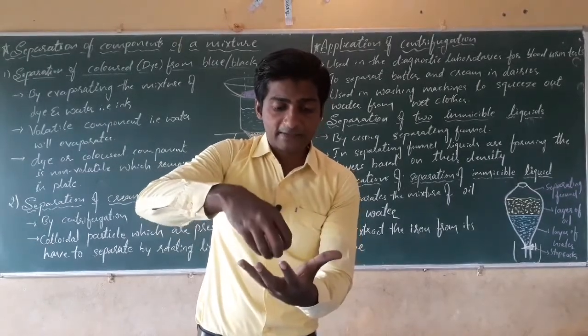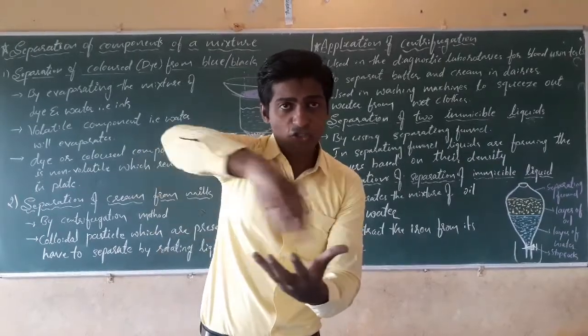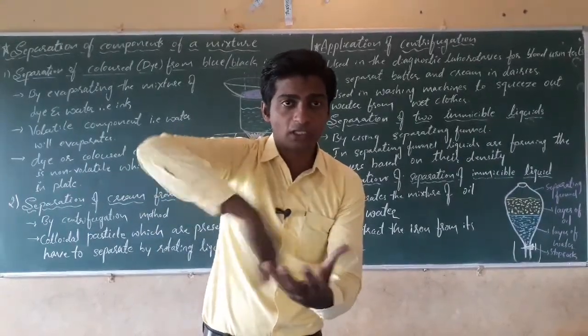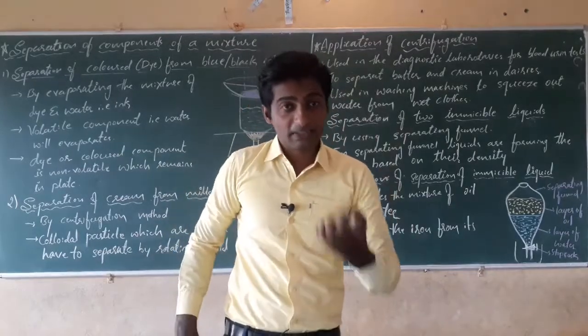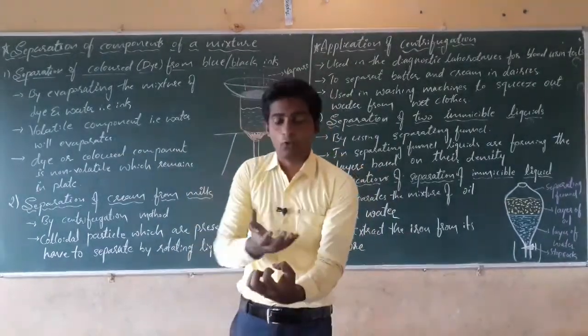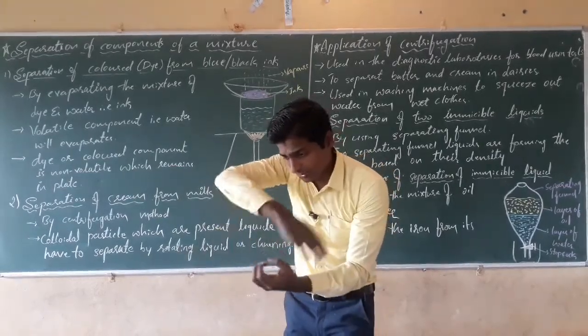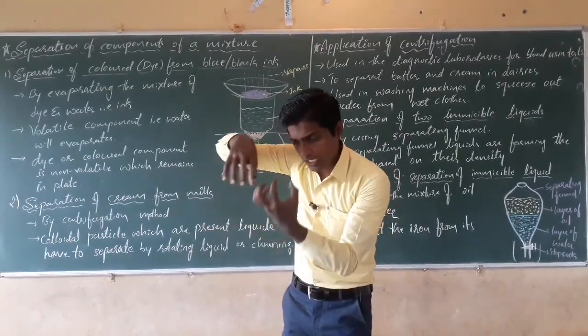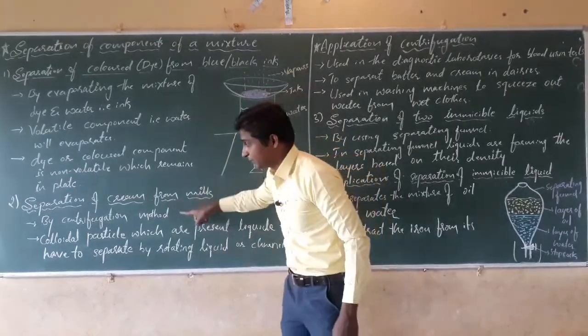The detergents will get mixed, and when we rotate the mixture of detergents and water, the detergent will be settled at the bottom and the water will be present on top. On rotating around the center, the residue and solid particles will be settled at the bottom. That is called the centrifugation method.